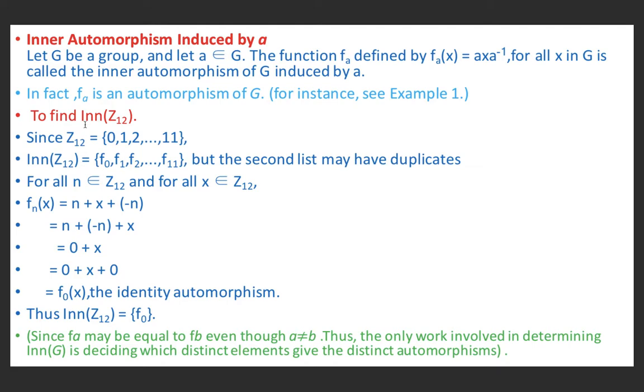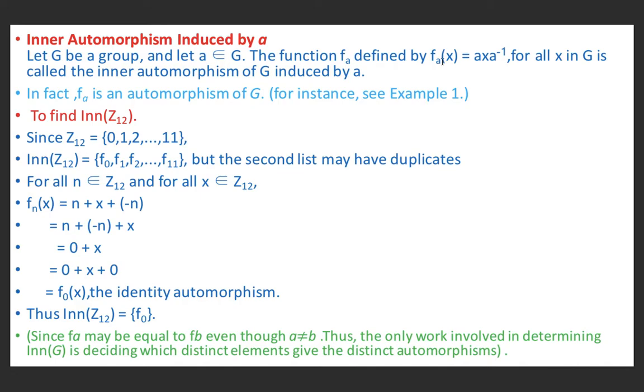Now we will show how to find inner automorphisms of Z12. Z12 means it is the group of integers modulo 12 under addition. Z12 we have discussed in previous lectures also. It is nothing but the group of integers modulo 12 under addition. So Z12 means the elements less than 12: 0, 1 to 11. Inner automorphisms of Z12 will be F0, F1, F2, up to F11.